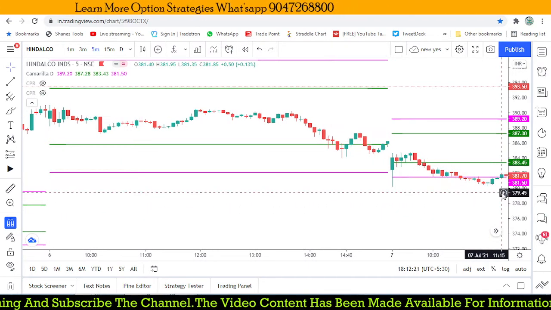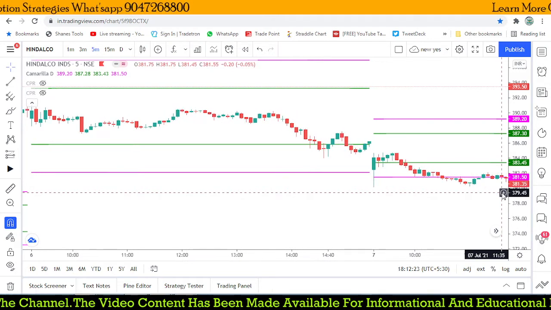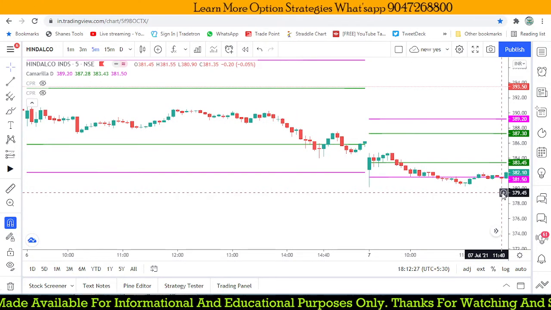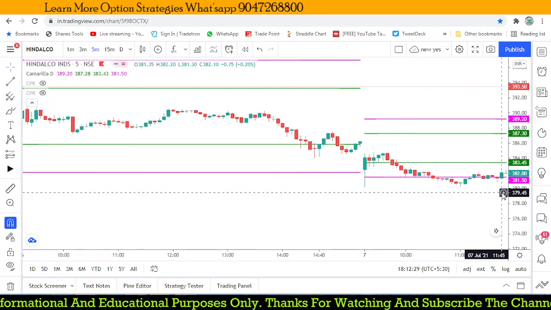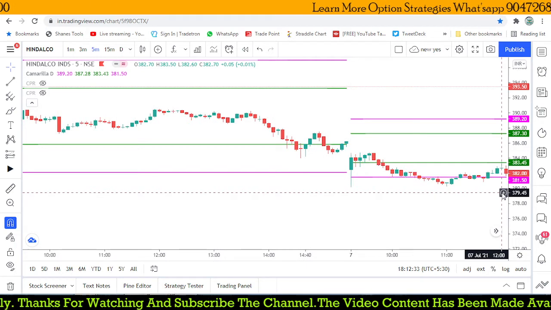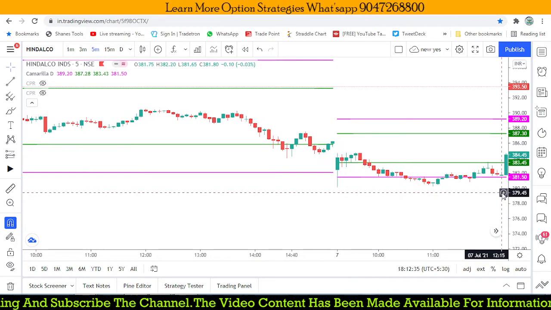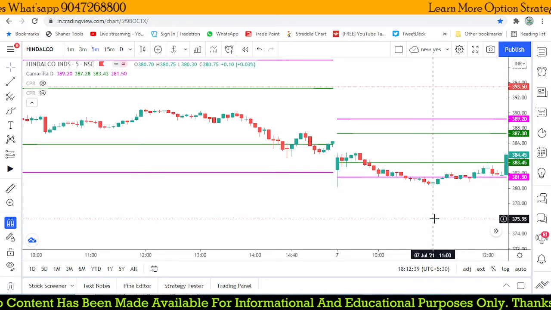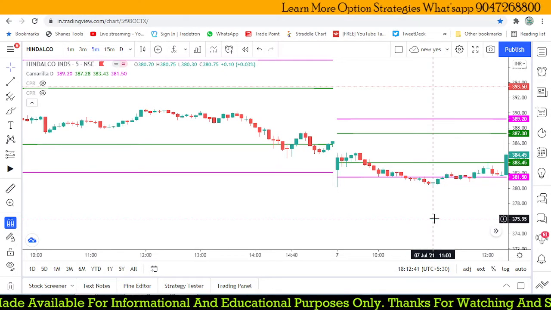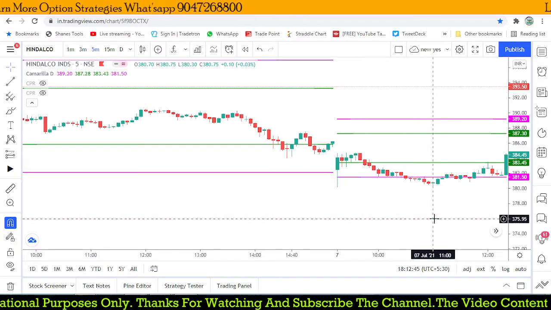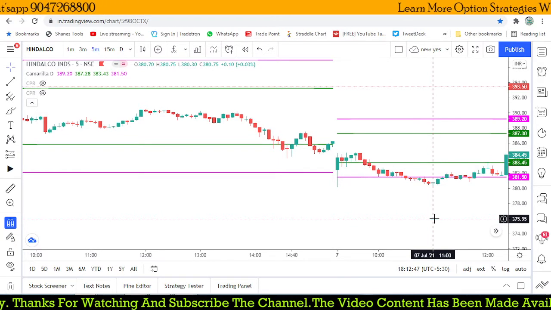But what happened in the market? Again it is trading in the same range, so the breakout is not giving a better profit, and it is slightly increasing, and this time our stop loss got triggered. Okay, this is what we expected based on this level.